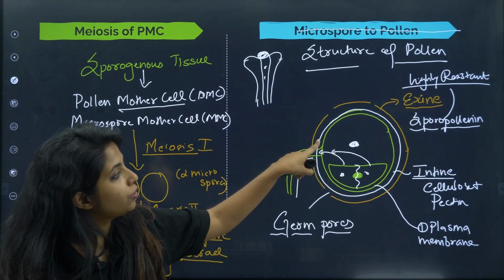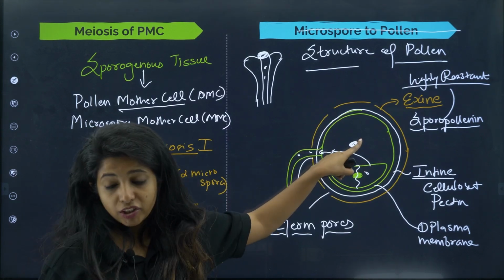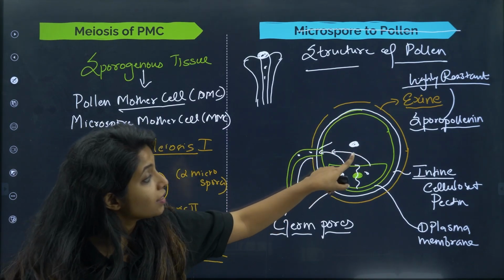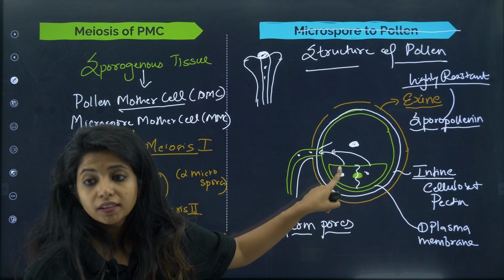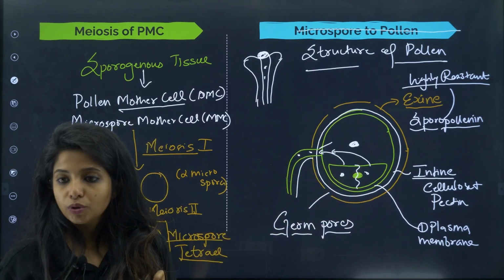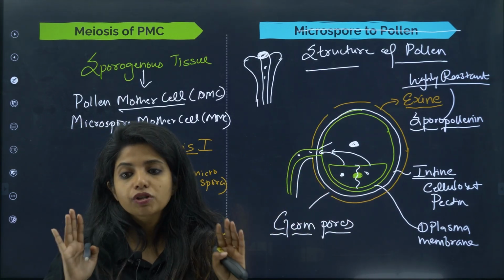Who helps in the formation of the pollen tube? The vegetative cell helps in the formation of the pollen tube, and the generative cell divides, undergoes mitosis, becomes two male gametes, and the two male gametes go. Now, when does this division of the male gamete happen?